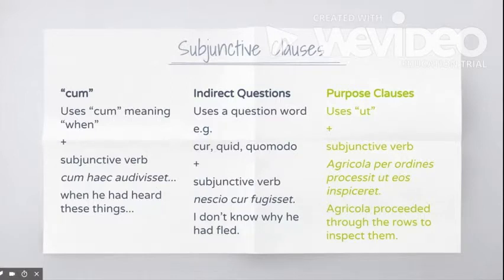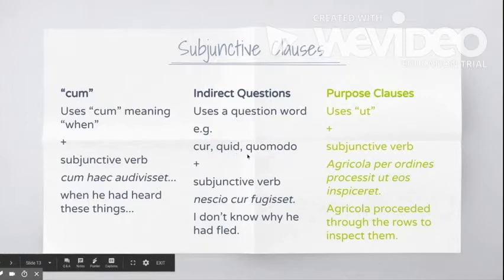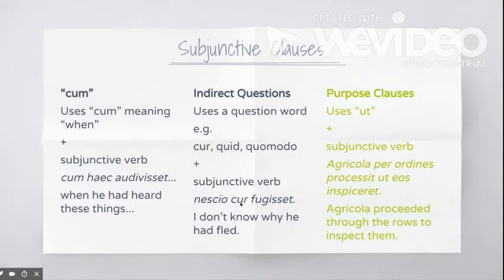You've also seen indirect questions. Indirect questions use a question word, for example, why, what, or how, which are the translations for cur, quid, and quomodo. And then you have a subjunctive verb. Nescio cur fugisset. I don't know, nescio, why, cur, fugisset. He had fled. Our new type of subjunctive clause is a purpose clause. It uses a little funny word in Latin called ut, and then it uses the subjunctive verb.